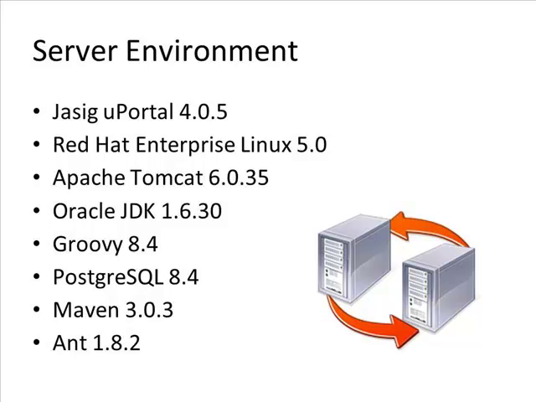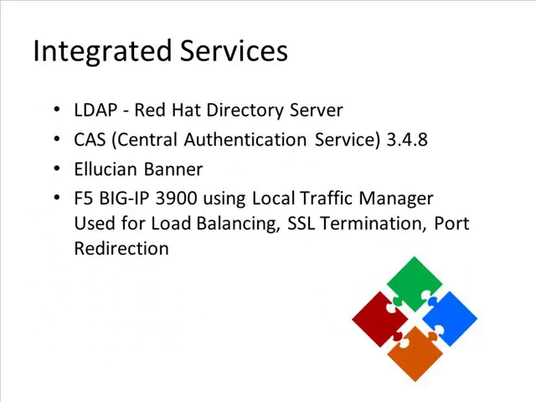This will give you a good idea of what our current environment is on our servers. We're using uPortal 4.0.5. We're using Red Hat for our Linux operating system. We're using Tomcat 6, and we're using JDK 1.6. We're using a couple of build tools like Ruby, Maven, and Ant to build uPortal. And also we're using Postgres for our database server.